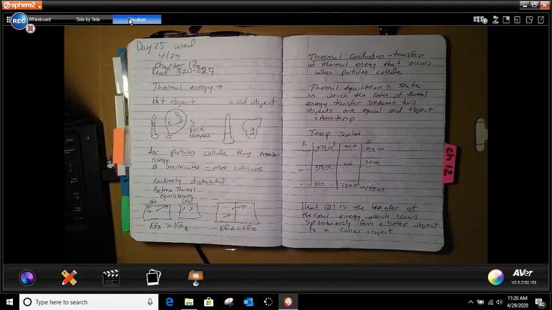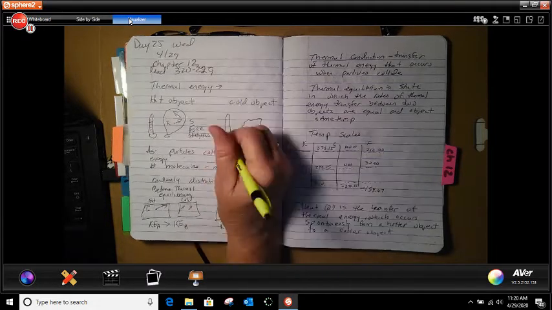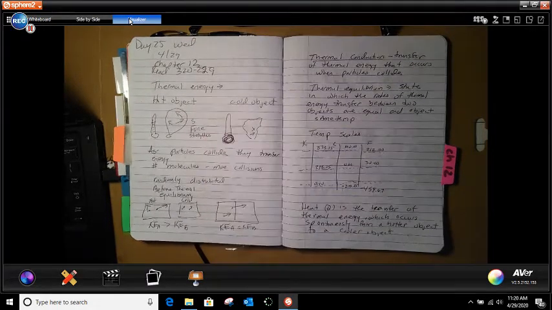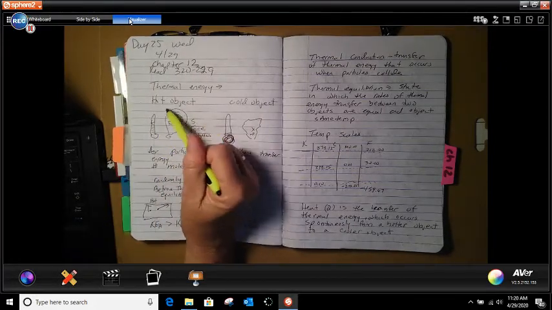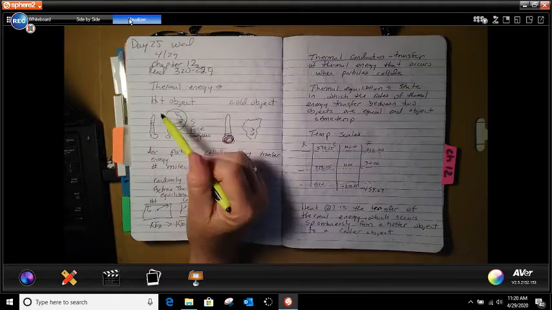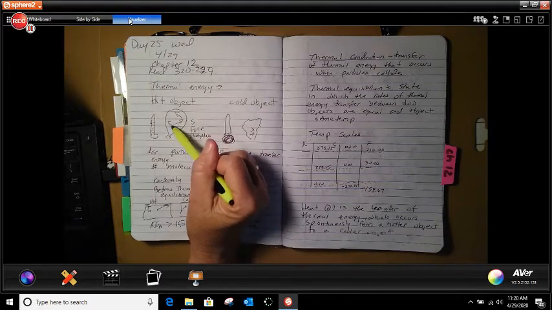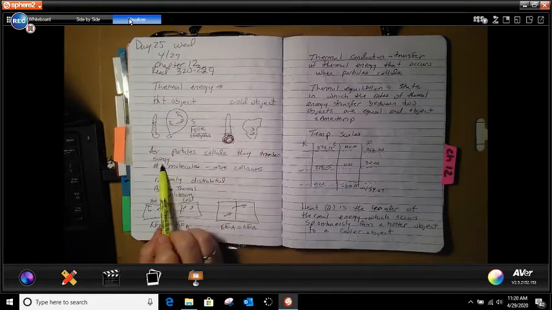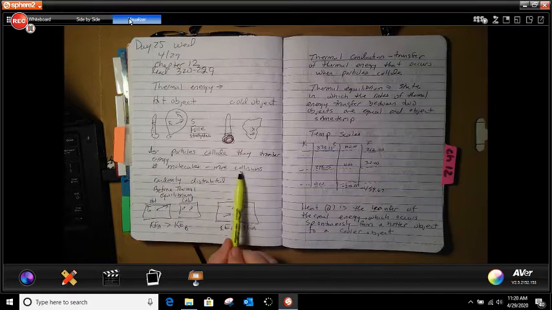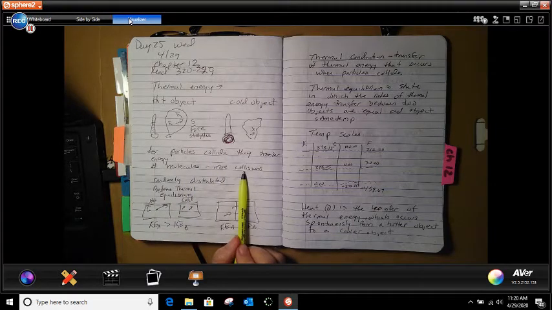So thermal energy. Thermal energy is where you have hot objects or cold objects. Here you have a thermometer. That's what those two are, even though this really doesn't look like a thermometer. Depending on whether the temperature is increasing or decreasing is based on the particles inside that are bouncing off. As particles collide, they transfer energy, and the more molecules there are, the more collisions are going to happen, the more heat's going to happen.